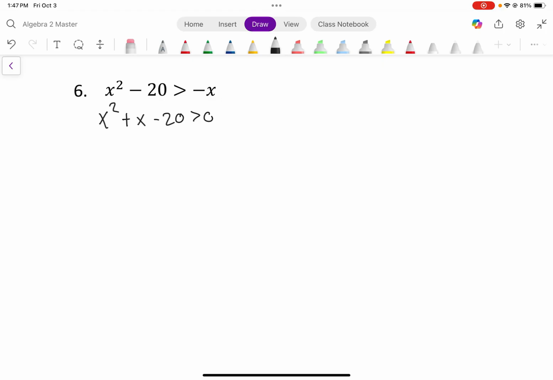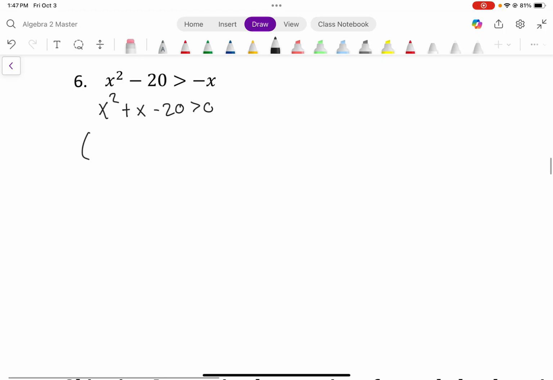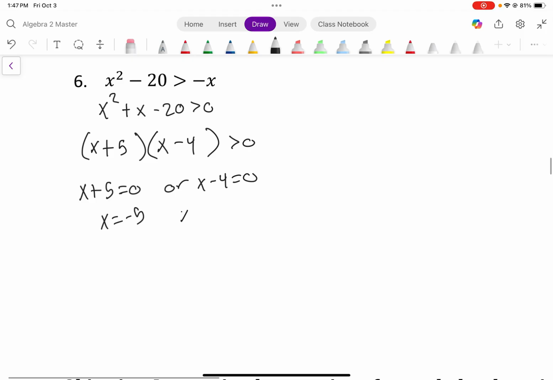So I've got x squared plus x minus 20. That would factor into (x plus 5)(x minus 4). So x plus 5 equals 0, or x minus 4 equals 0, to give us our critical x values of x being negative 5 and positive 4. I need to see that on every test question that is asked in this way in order for you to get full credit. Now my number line, negative 5 is right there, 4 is right there.